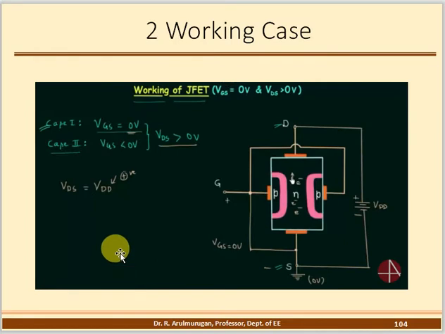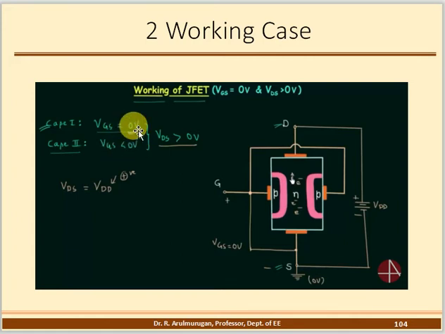The next one: there are two cases. One we already discussed: for the N channel, VGS is less than zero only. In the possibilities, greater than zero never comes. So VGS is less than zero. What is the first one we are going to look at? VGS equal to zero, and then VGS less than zero: minus one, minus two, minus three, you can apply.